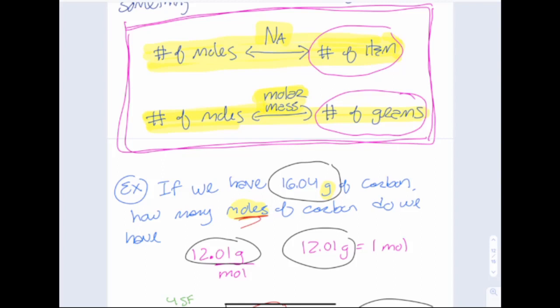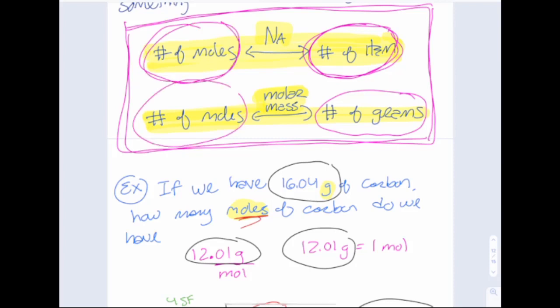If I wanted to go from centimeters to feet, and we were given a conversion factor from centimeters to inches, and then another one from inches to feet, we would have to do it in 2 steps. This is going to be the exact same thing. So we're going to take the number of items, we're going to convert it to the number of moles. Once I have the number of moles, we can then convert it to the number of grams. So we're going to use both Avogadro's number and the molar mass to do this problem.